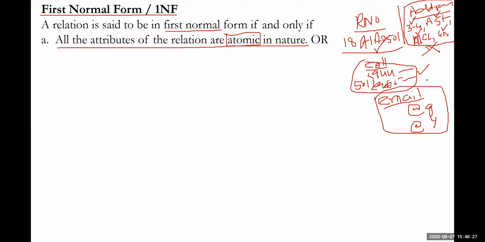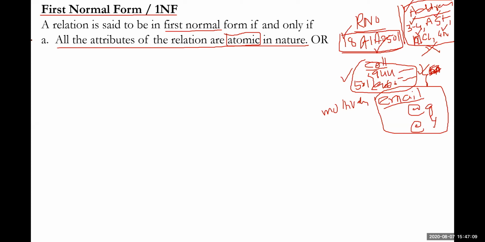It could also be called composite. These two are composite attributes. Sorry, multi-valued attributes, I am very sorry. You can divide these attributes into several pieces, but you cannot divide the register number value further. That is why it is atomic in nature. So first normal form stipulates that every attribute, the value within that attribute, must be atomic in nature.